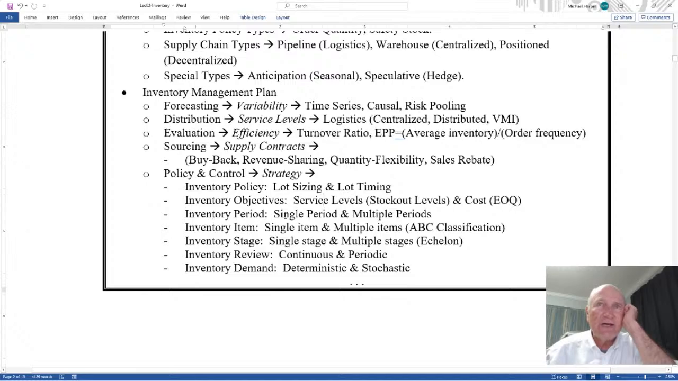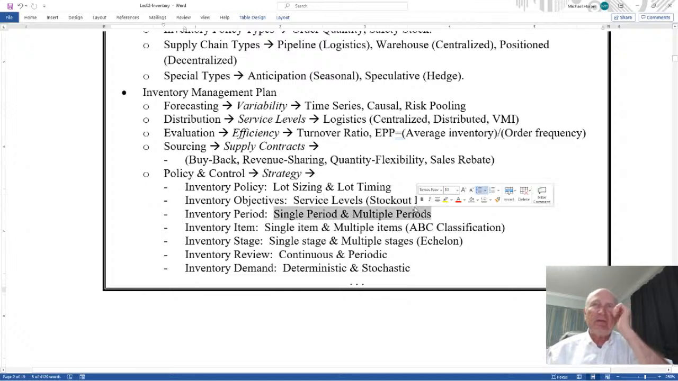Okay, inventory period. You can have a single period and multiple periods. What I mean by this is that you order one time and it's gone. So you just plan for only one order and one order at a time. Multiple period says, no, I'm going to plan to order every month for the next 2 or 3 years. So how do I plan that? Creating a policy for just one single inventory period, ordering it once and then you're done, or multiple periods, that's a different planning process.